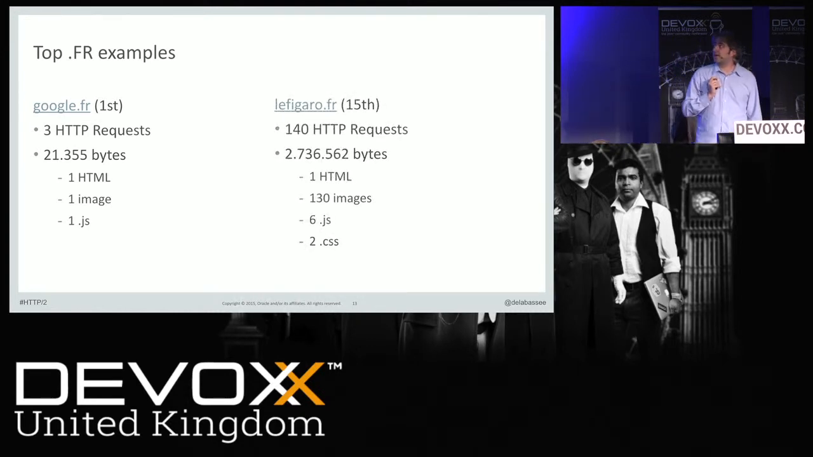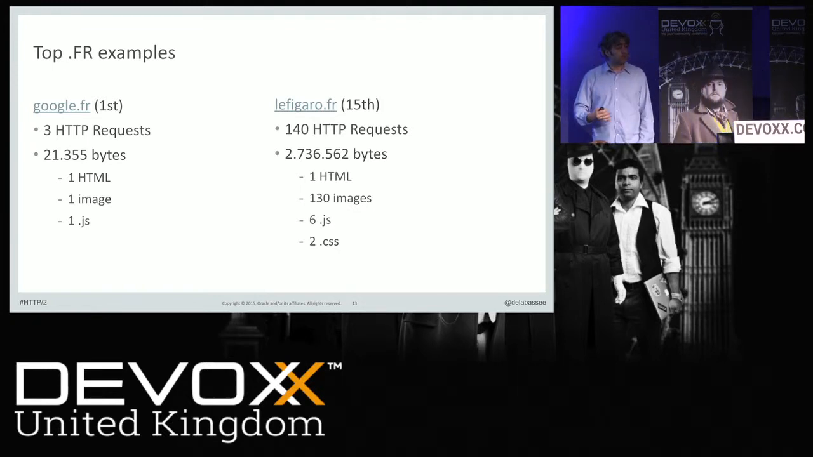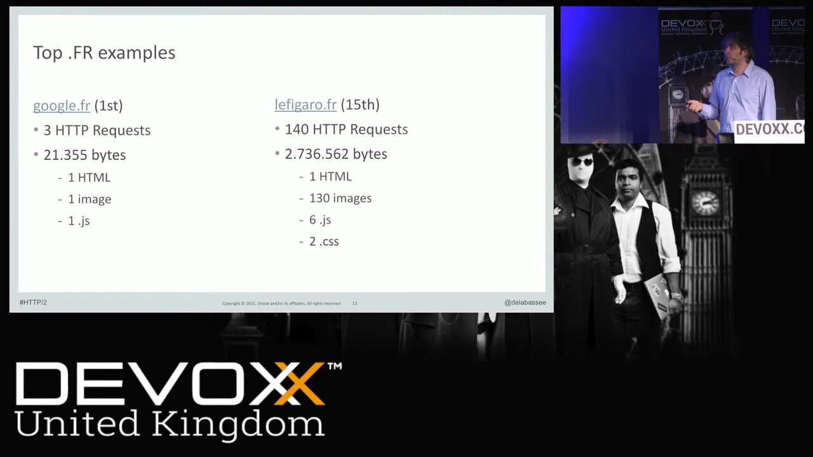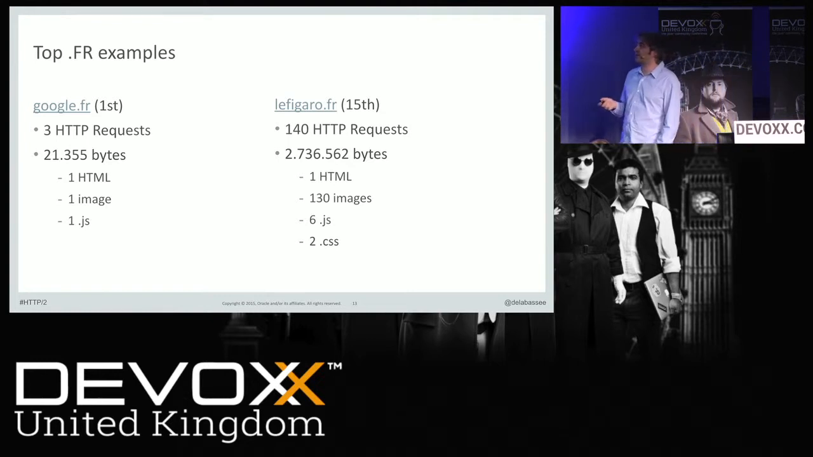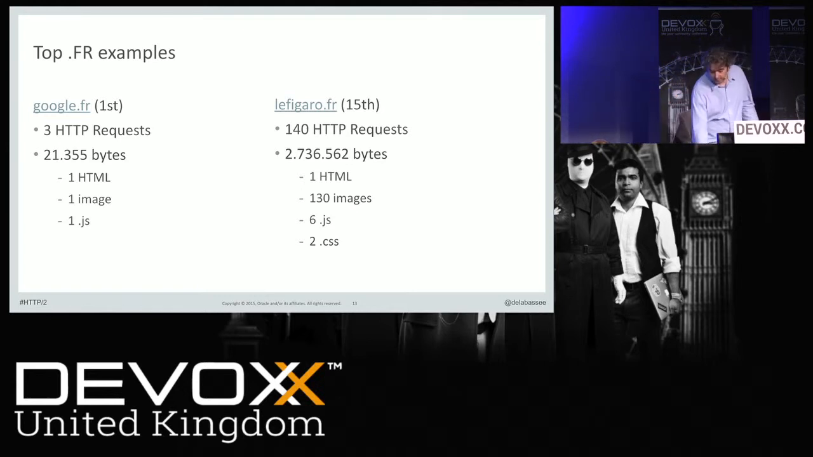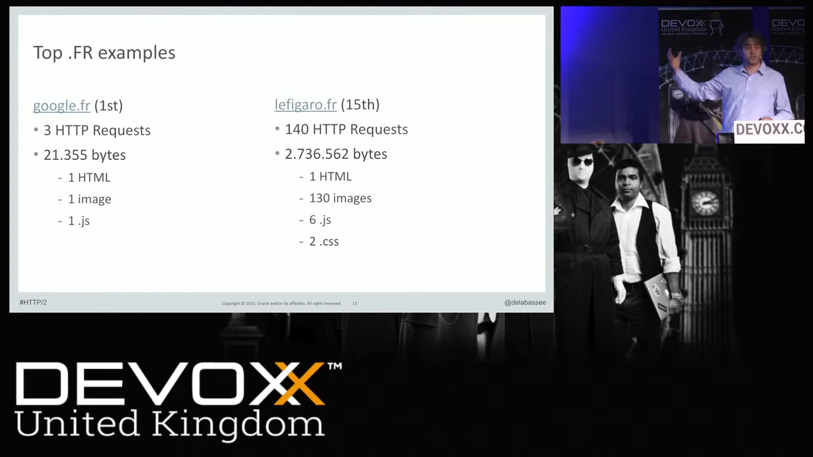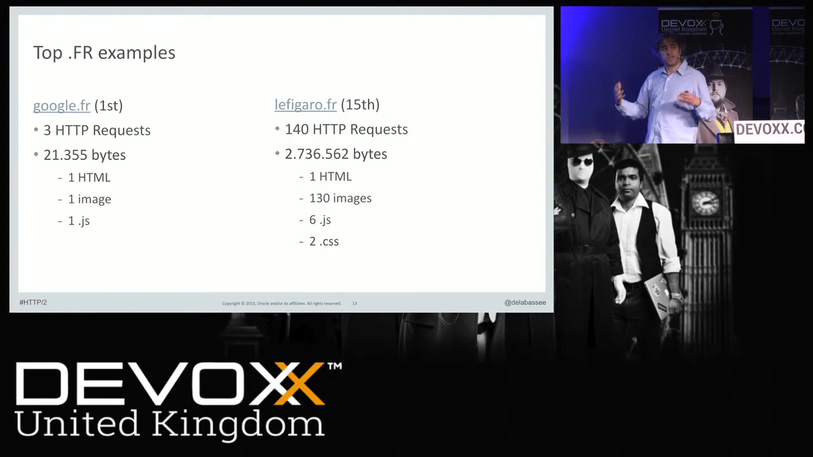The other is the newspaper site lefigaro.fr, the 15th most used site in France. If you go to the home page, 140 HTTP requests are needed to transfer almost 3 megabytes: 1 HTML file, 130 pictures, 6 JavaScript files, and 2 CSS files. So that's quite a lot. Now, it's a bit unfair to compare Google to a news site, because Google has a very basic homepage, while a news site, by definition, needs to provide a lot of information on the homepage. It has to be very dynamic and so on. But it gives you some idea.